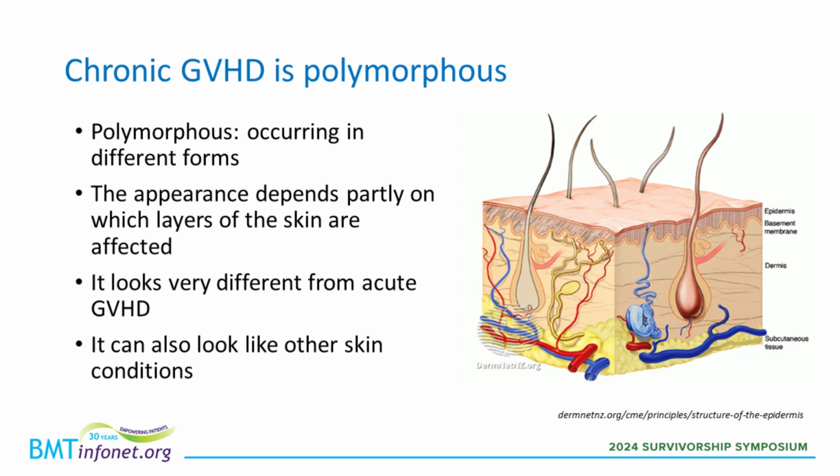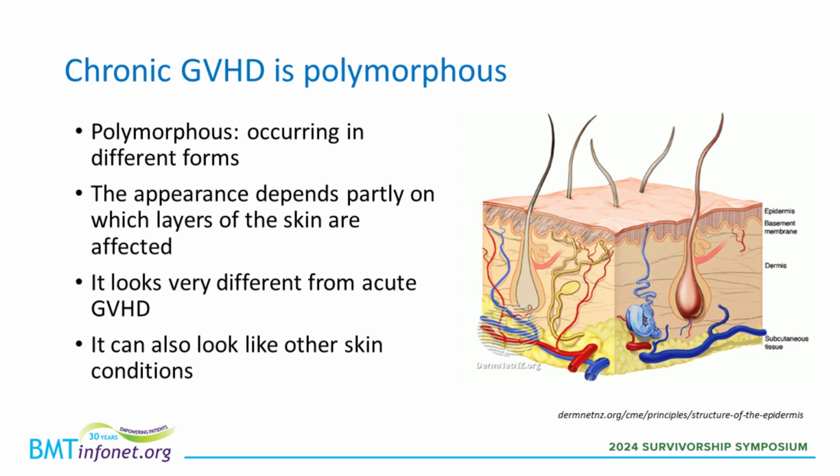Chronic graft-versus-host disease is what we call polymorphous, meaning that it occurs in many different forms. How it looks on the skin partially depends on which layer of the skin is affected. The very top layer of the skin is our epidermis, then deeper in the skin is our dermis, and at the bottom we have the subcutaneous tissue. When graft-versus-host disease affects each layer, it'll look a bit different, and we'll look at some photos today to see what that difference might look like on the skin.